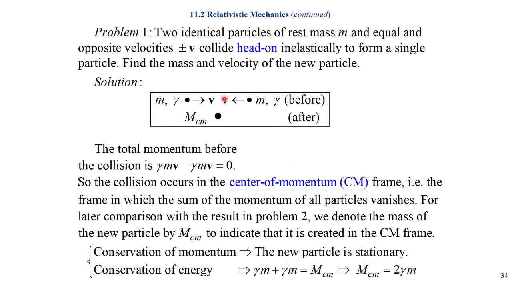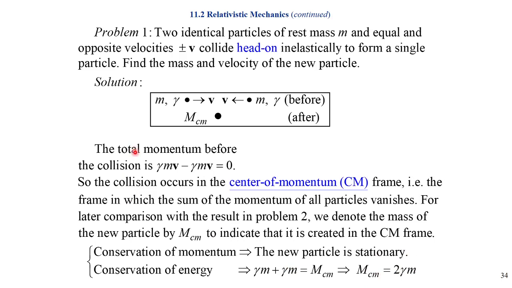Before, momentum 0. After, 0. Yes, good. Conservation of energy. Before, gamma mc squared plus gamma mc squared. After, we have capital M_cm c squared. The c squared cancels, so eventually the mass becomes this one.